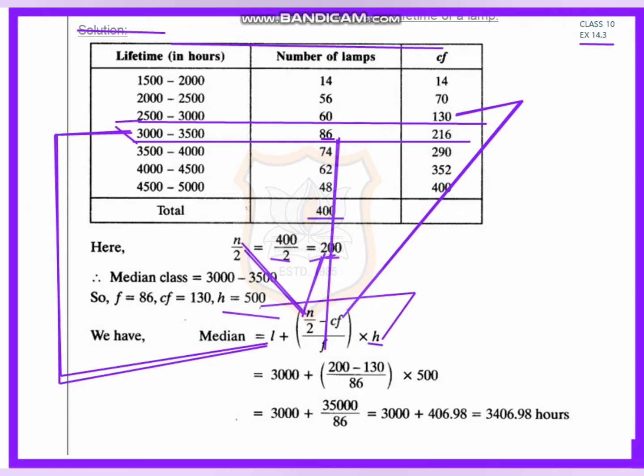Now by solving this, L is 3000 and n by 2 is 200 minus 130, into 500. 200 minus 130 is 70, 70 into 500 is 35,000, upon 86, which is 406.98. Now we add 3000 plus 406.98. We get 3406.98 hours.